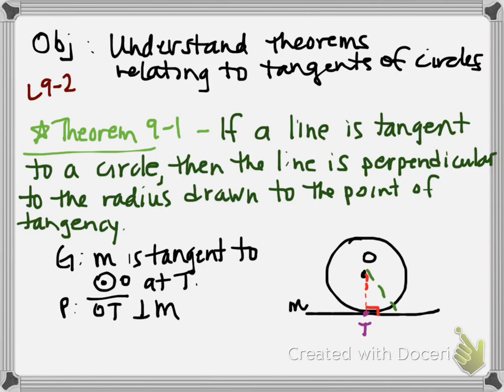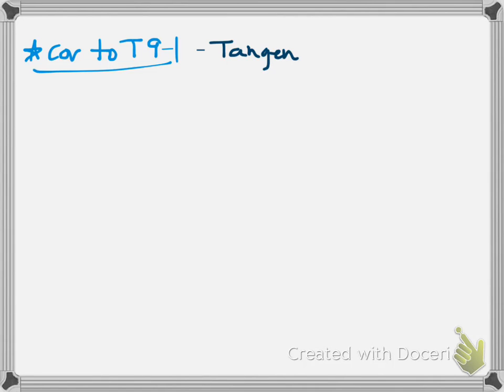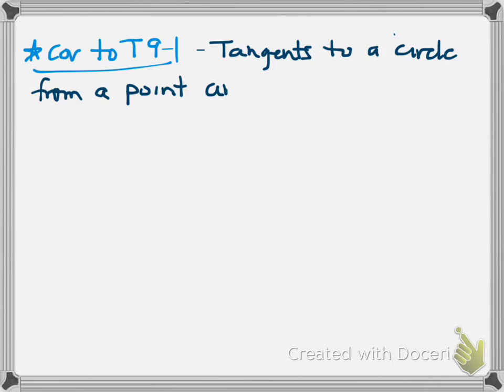Now, we've got a corollary that goes with this theorem 9-1. And the corollary states this. Tangents to a circle from a point are congruent. Okay. So let's illustrate this one.